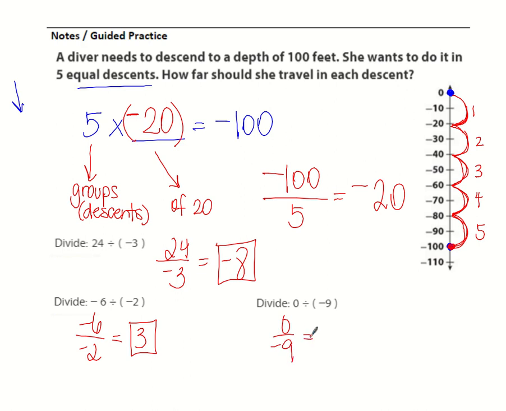So this is one that trips you guys up a lot. So remember that when you have 0 as a numerator, your answer is 0. When 0 is your denominator, we want to write it as undefined. It's not possible. You can't divide by nothing.